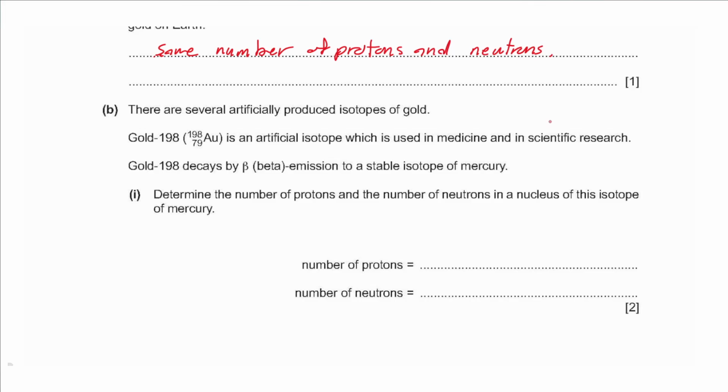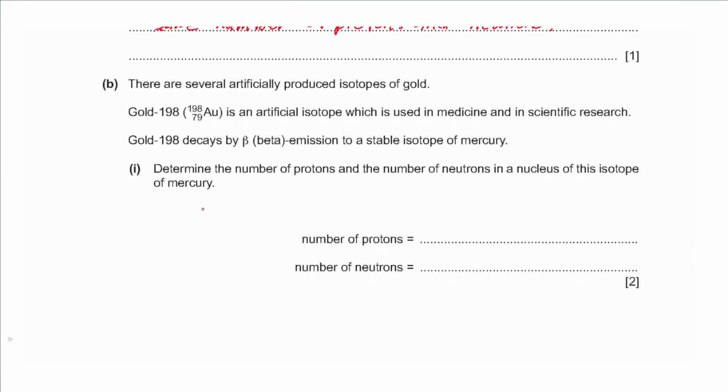Part B says there are several artificially produced isotopes of gold. Gold 198 is an artificial isotope which is used in medicine and in scientific research. Gold 198 decays by beta emission to a stable isotope of mercury. Determine the number of protons and the number of neutrons in a nucleus of this isotope of mercury.